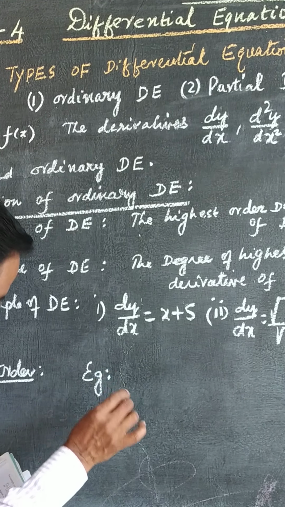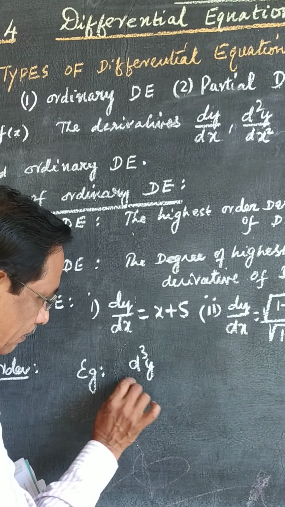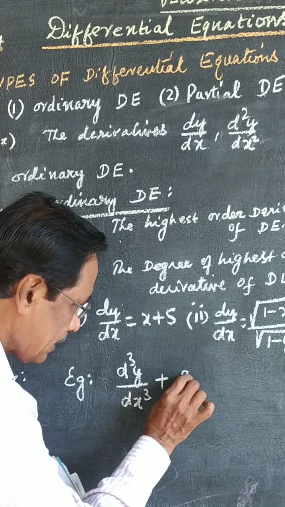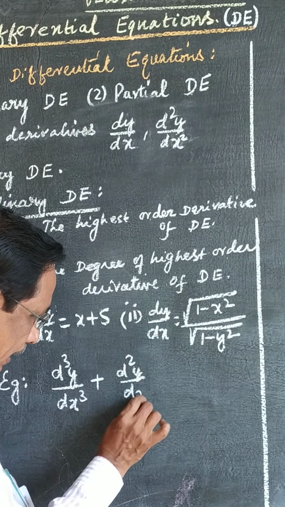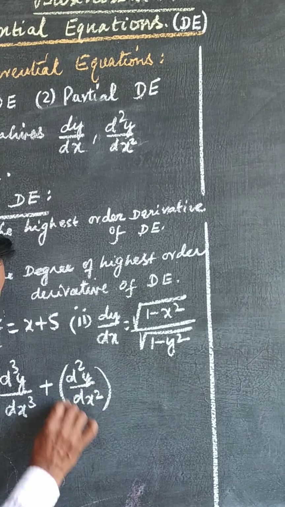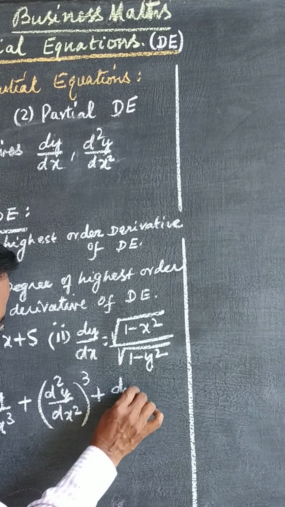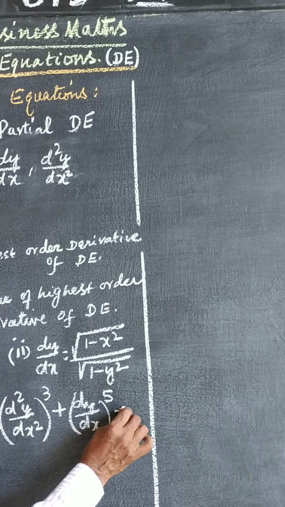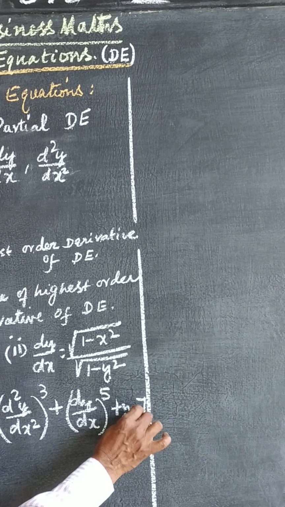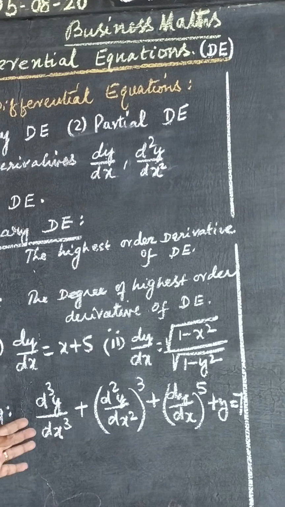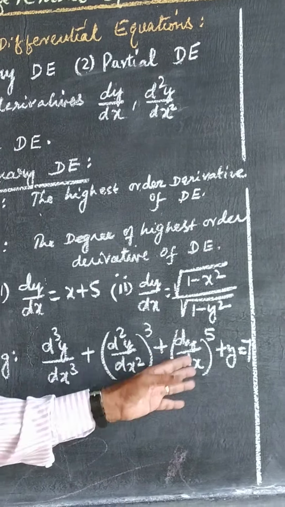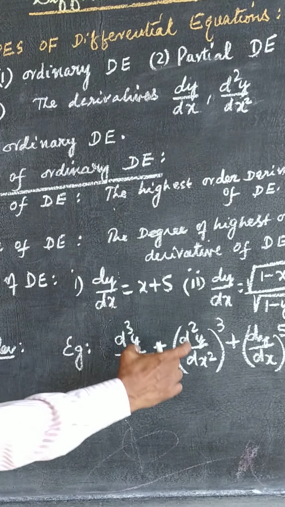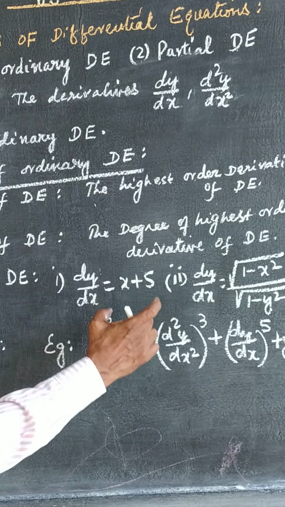Example, d cube y by dx cube plus (d square y by dx square) whole cube plus (dy by dx) whole power 5 plus y is equal to 7 is given to you. Now this is the differential equation which is given with so many orders. But what will be the order of this differential equation? Particularly for this differential equation, what will be the order?